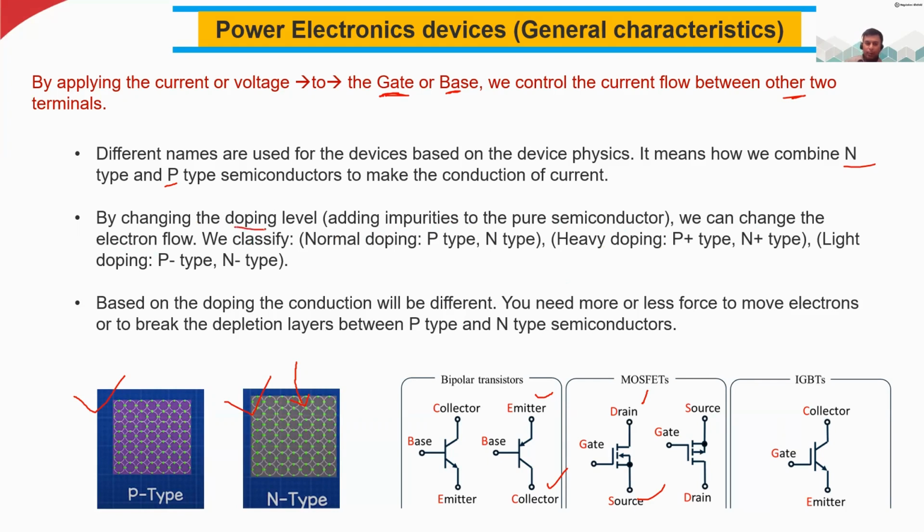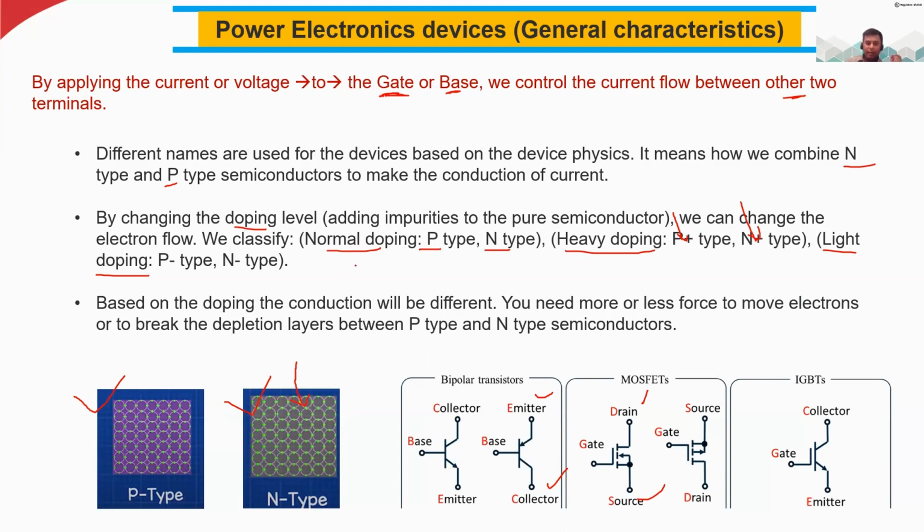Based on the doping, we can classify into normal doping, which is a P or N type semiconductor, or heavy doping. We call that P plus, N plus, meaning heavy doping. It has a lot of holes and a lot of electrons. The third type is called light doping. So: normal doping, heavy doping, light doping. How can we indicate them? Normal doping is just P, N. Heavy doping is called P plus, N plus. Light doping is called P minus, N minus.